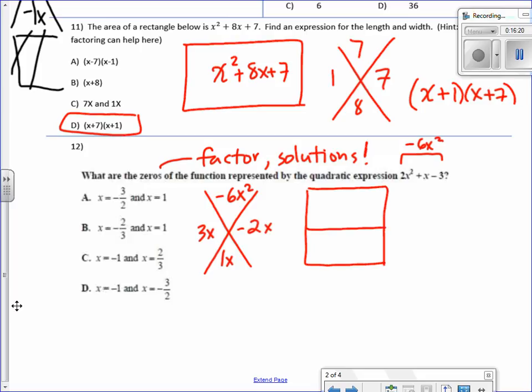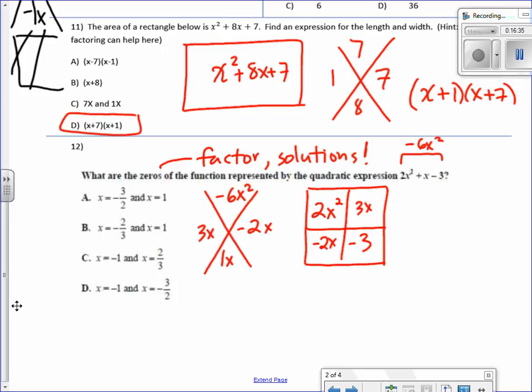So please make sure you're paying close attention when you're watching this video, so that when you sit down to practice, you have some good notes, all right? So then the 3x and the negative 2x go here.